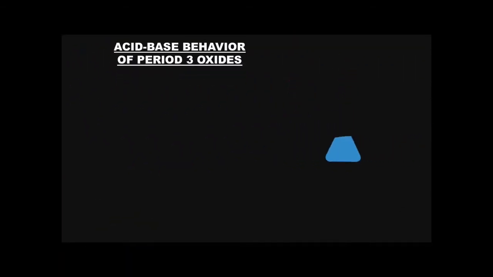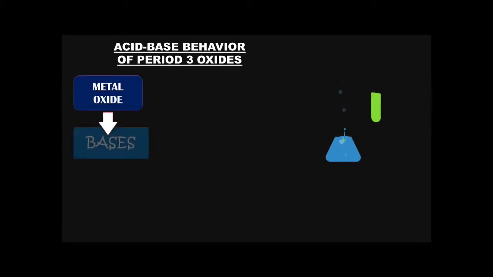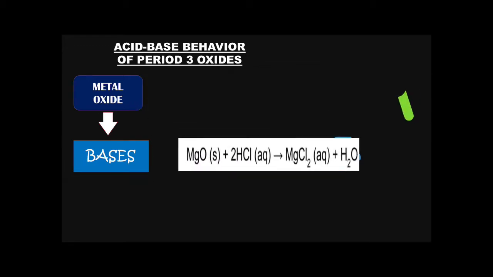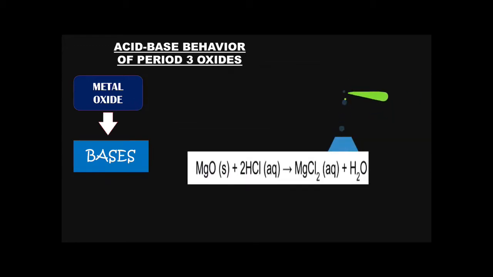Acid-base behavior of period three oxides. Most metal oxides are bases. For example, sodium oxide reacts with water to produce sodium hydroxide, which is a base. Magnesium oxide does not dissolve in water, but reacts with acid. So, when magnesium oxide reacts with hydrochloric acid, it will produce magnesium chloride and water.